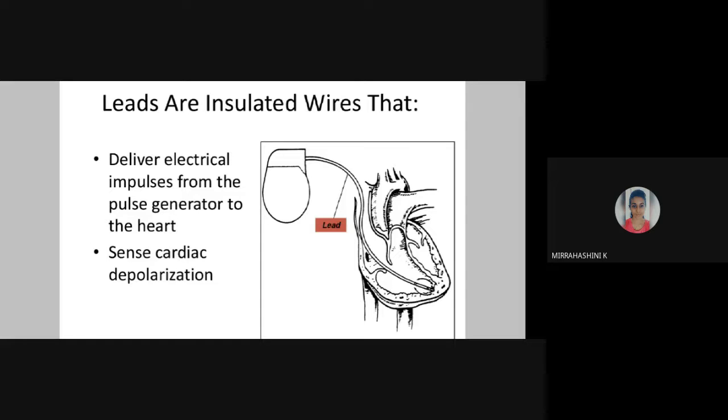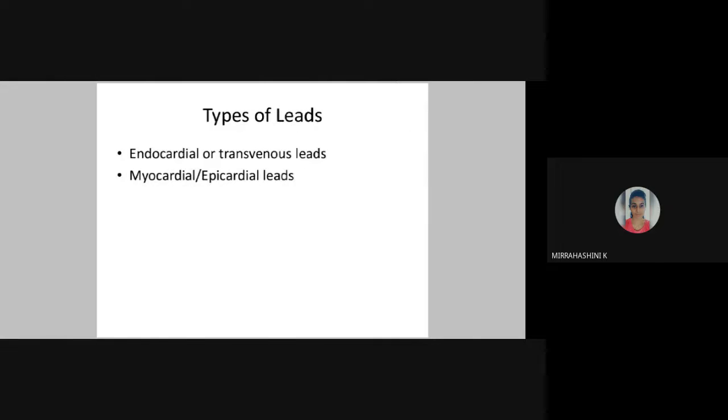Whether the muscle is contracting or not, you should be able to identify it, right? Because you're going to keep that equipment inside, that equipment has to monitor the heart rate and also has to maintain the heart rate, right? So this pacemaker has to perform these two functions. So we have a sensor inside.